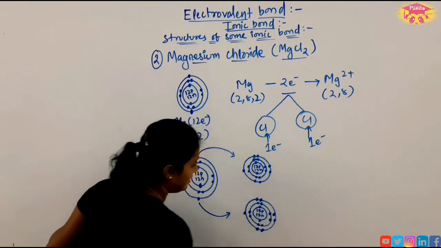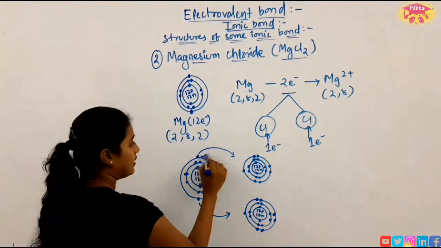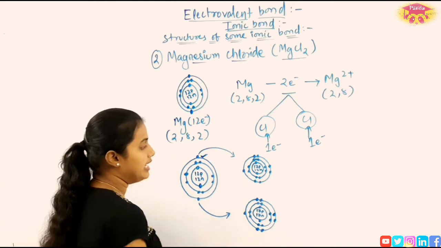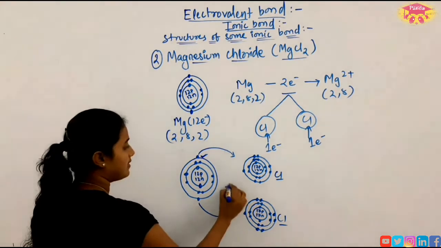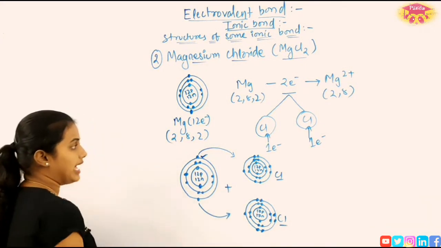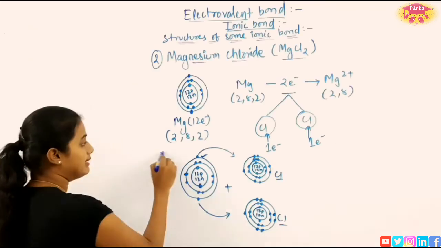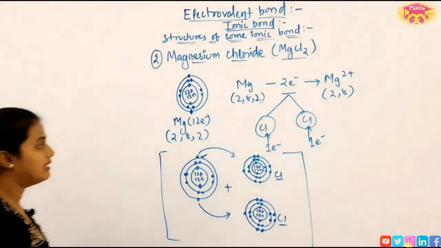Seventeen protons and 17 neutrons. Okay, so 1 electron is received by 1 chlorine atom and another electron is received by another chlorine atom. So students, we know that after donating electrons, it forms a cation, and the cation is smaller in size than the parent atom. Isn't it? The cation is smaller in size than the parent atom.